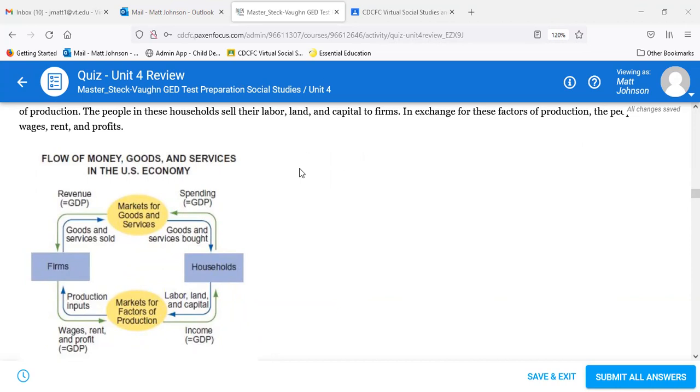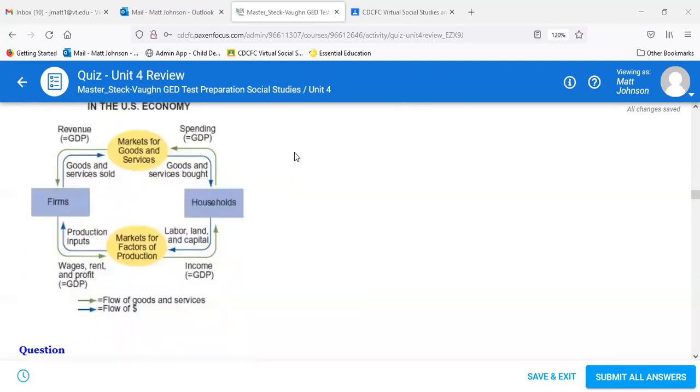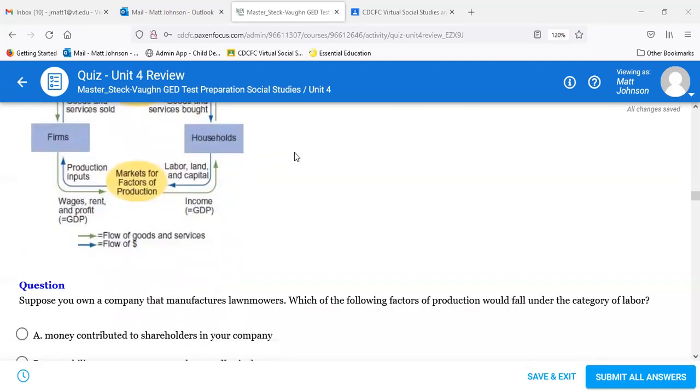Okay. On the bottom side, so households, labor, land, and capital, they use that into the markets for factors of production. Production inputs goes to the firm, right? We see all of these circling around there. Wages, rent, and profit, that comes from a firm and goes to a household as income, right? So let's take a look here. Question 9.